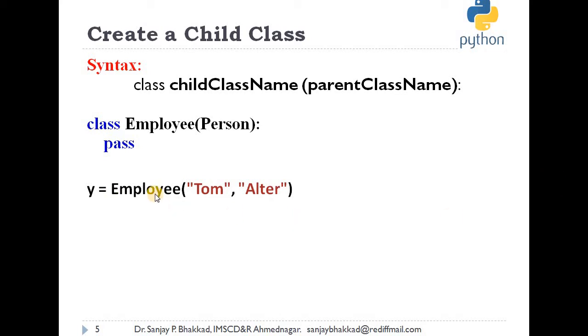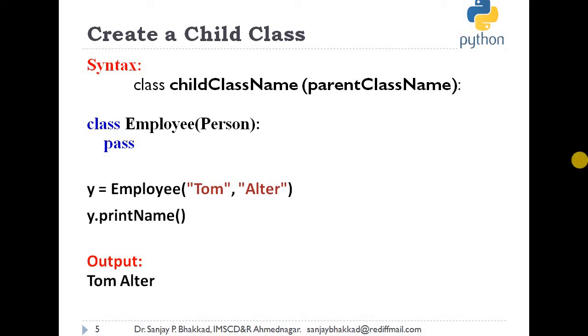Now as this employee class is inherited from the person class, we can also use the methods of the person class. So we can call the print name method, y dot print name, and when you call this method, you can see the output, it has printed the full name of the employee, that is Tom Alter. So this is a very simple technique of how we can inherit the base class in a child class, and we are able to access all the methods and properties of this base class.